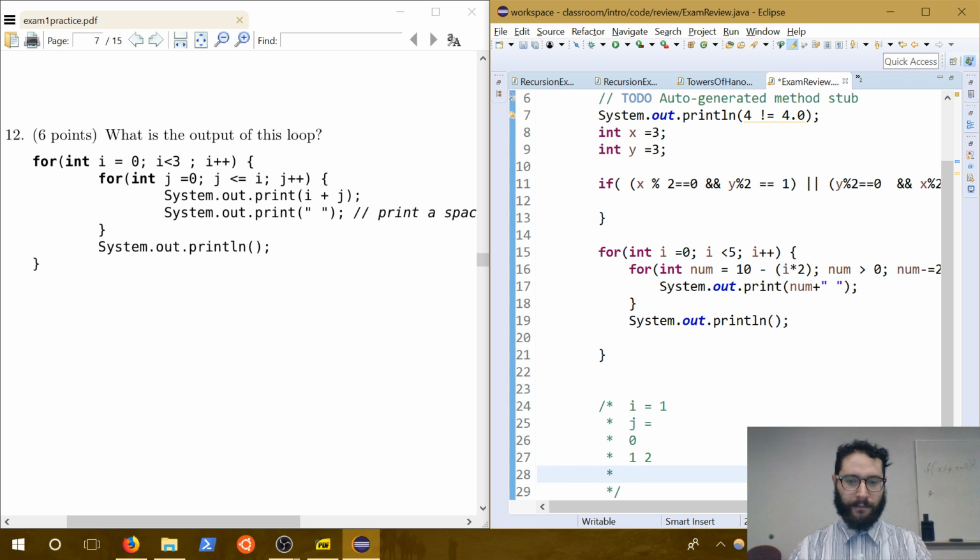We go to a new line, and then we increment I. Is I less than 3? It is. So we go into the inner loop. J is equal to 0. So 0 is less than 2. So we print out I plus J, increment J to 1. They're less than each other, so we do I plus J. So we can kind of see what the pattern is now.